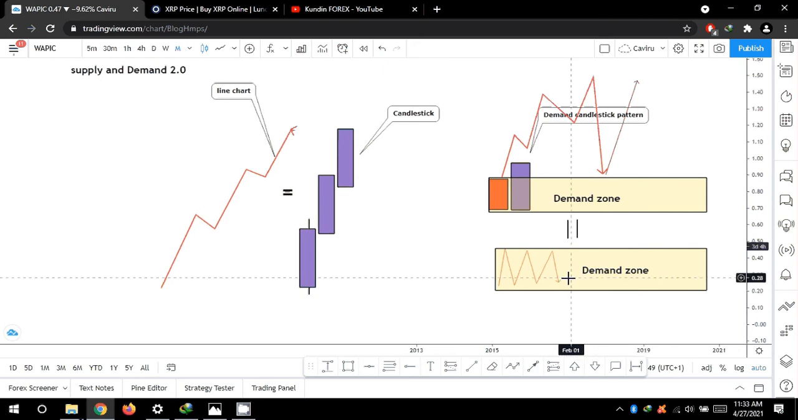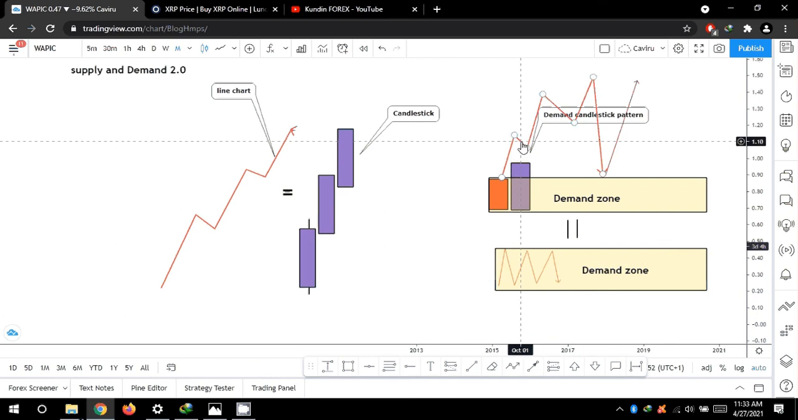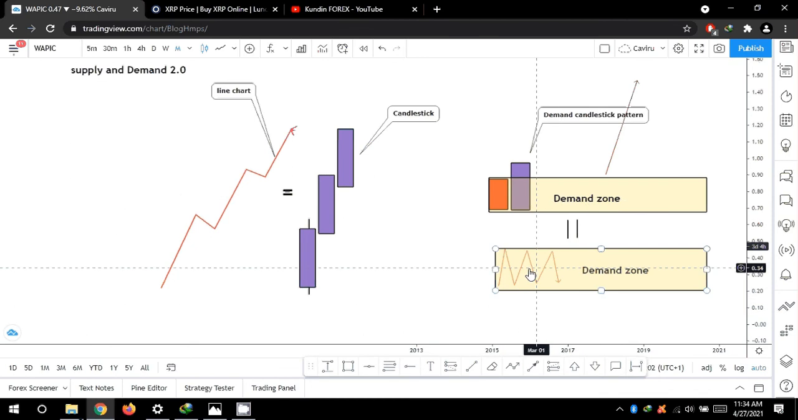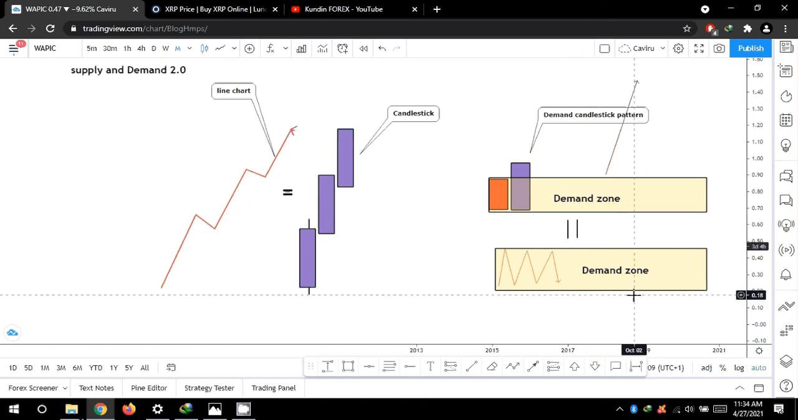And here, from previously, I said when you see this zigzag up and down, it represents our demand zone. So this is what I mean. This zigzag right here represents the candlestick, and then this box represents our demand zone. Yeah, so this is one of the candles we use in identifying our demand level or demand zone.